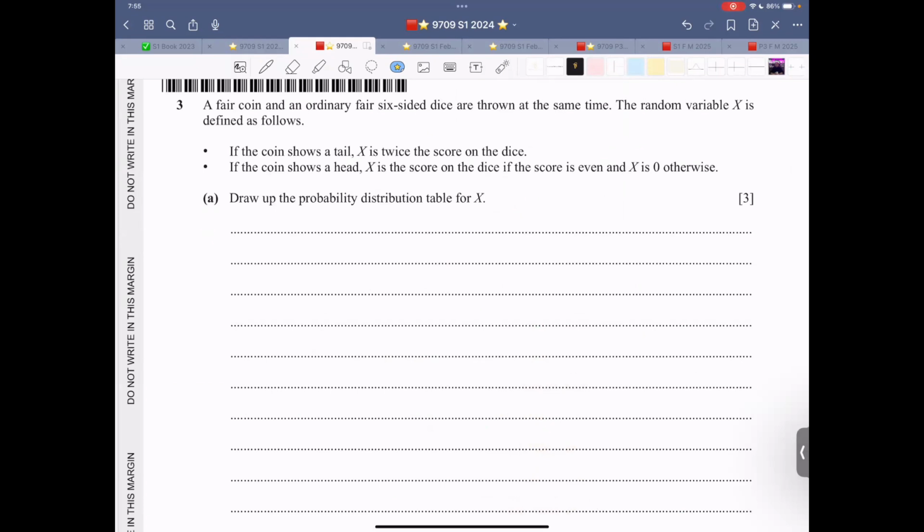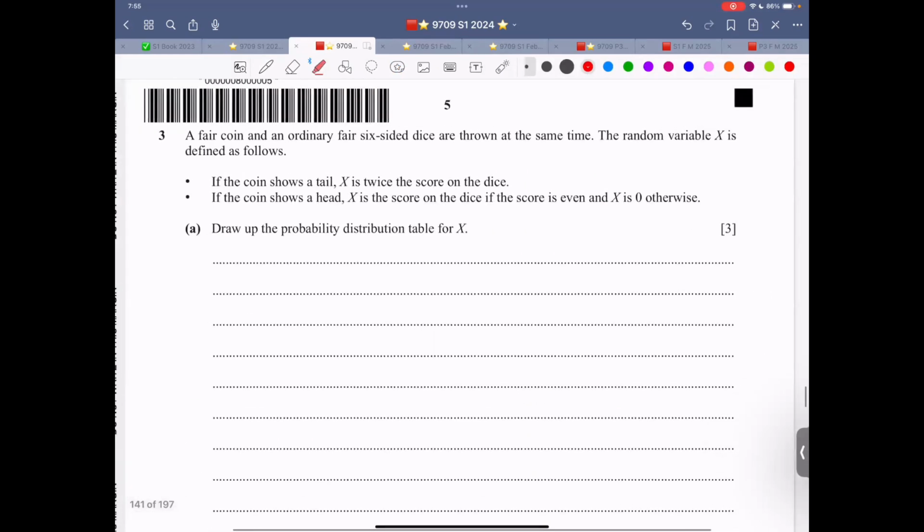Now, this was even a better question. Now it says a fair coin and ordinary fair dice. So there is a fair coin. That is for this one. And then there is an ordinary fair 6-sided dice thrown at the same time. The random variable x is defined as follows.